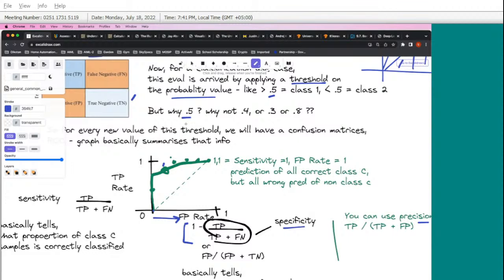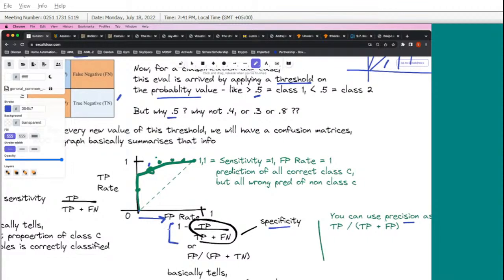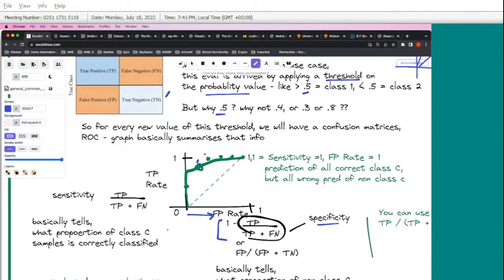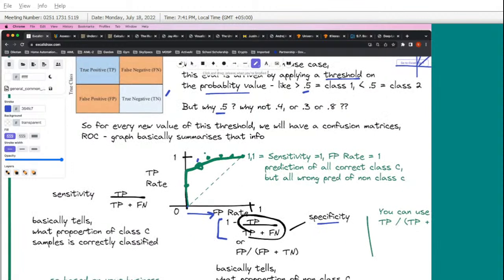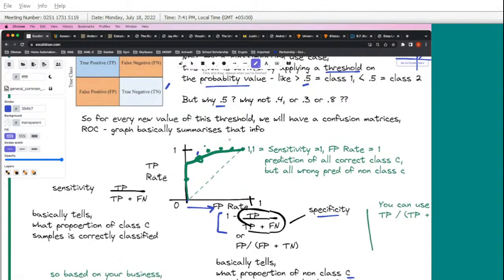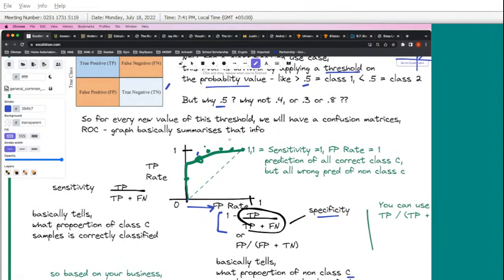Again, it depends on what you want. In many cases, precision is something that you are looking for. You want precision in a lot of places. So this graph is called the ROC graph, used to find out the best threshold.